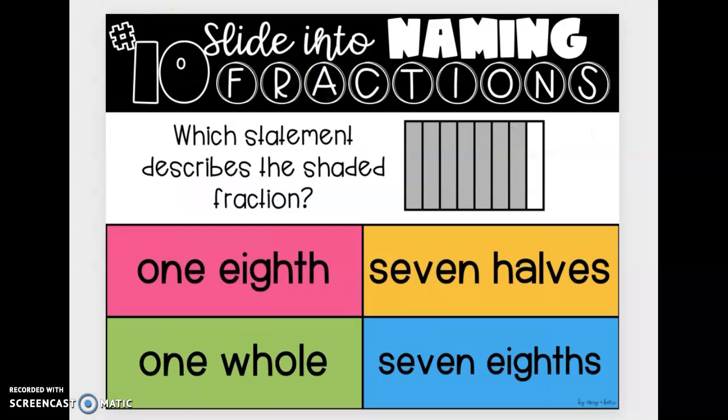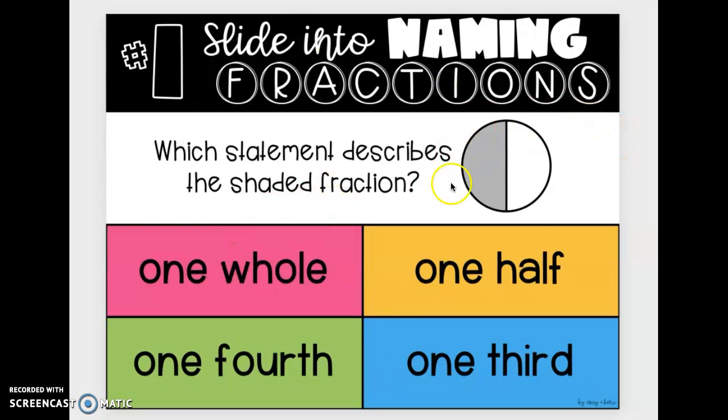So this first problem that we're going to do is look at this circle, and we're going to see which statement describes the shaded fraction. So we have a circle and it's divided into two pieces, two parts, two equal shares. Which statement best describes the shaded part? One whole, one half, one fourth, or one third? One half, that's right. There's one whole circle, but only half is shaded. Very good, let's move on.